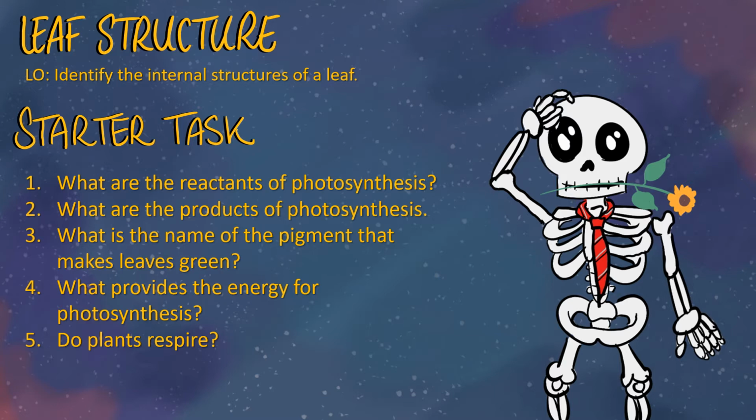Number 3, what is the name of the pigment that makes leaves green? That is chlorophyll. Number 4, what provides the energy for photosynthesis? That is the sun or sunlight. Number 5, do plants respire? Yes, they do. Okay, so give yourself a mark out of 5 for that, please.